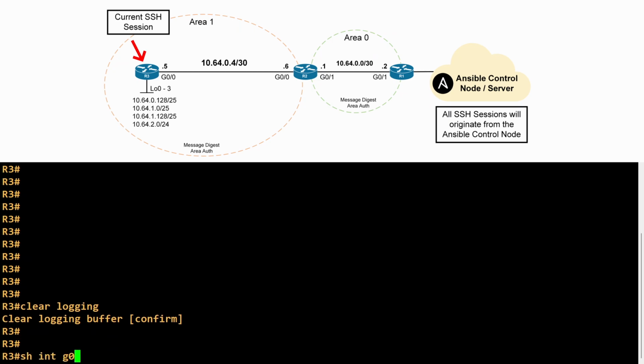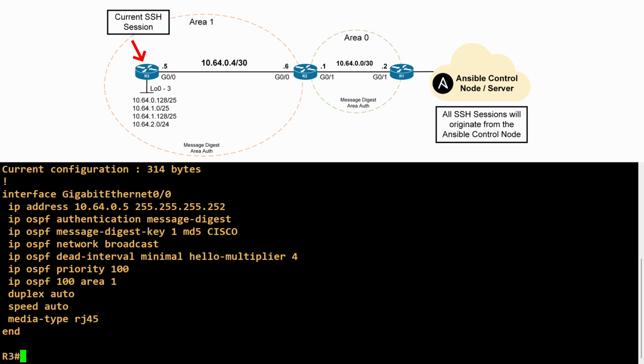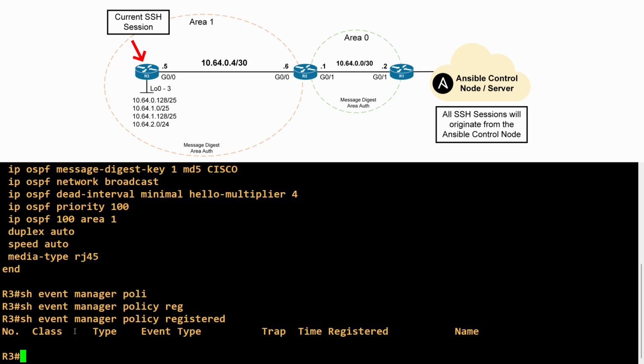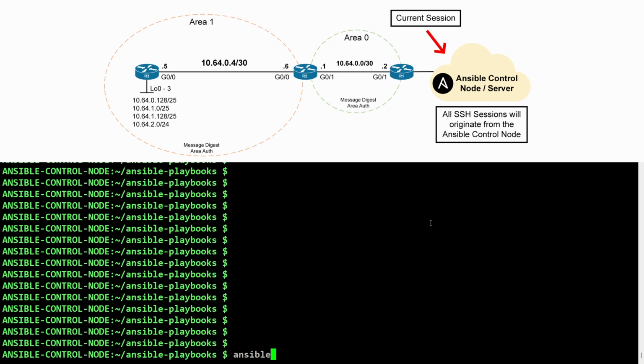Okay, now let's just check that Gigabit Ethernet 0/0 has the correct running configuration. As we can see, it's got the message digest key 1 of Cisco, and let's have a look at the event manager policies, just to make sure that we don't have any there currently. Okay, now back on our Ansible control node, let's run the playbook that we just created for router 3.